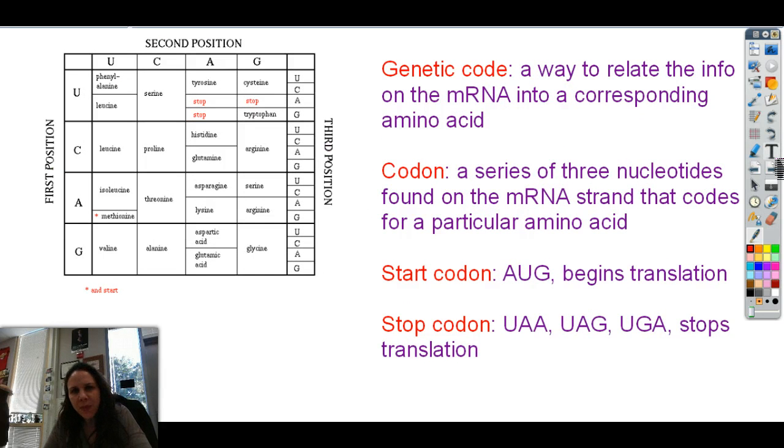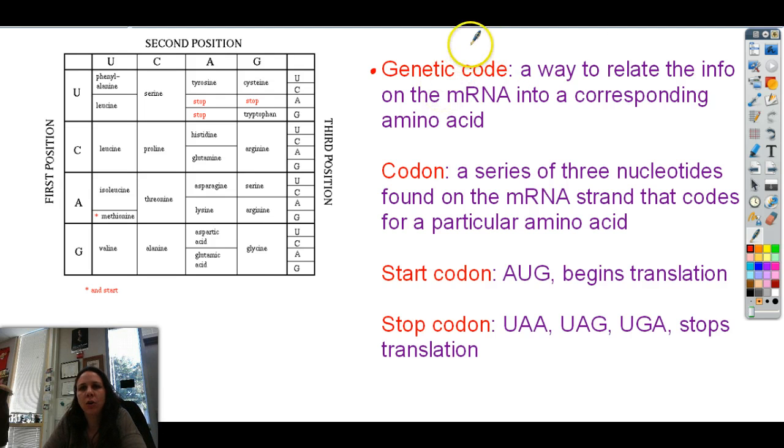Okay, before we get started on the actual process of how this occurs, we need a little bit of vocab. The first thing we need to do is talk about the genetic code. You've probably heard about this before. It's the sequence of mRNA nucleotides that tells us what amino acid to use. So the genetic code is a way to relate the information on the mRNA to a corresponding amino acid.